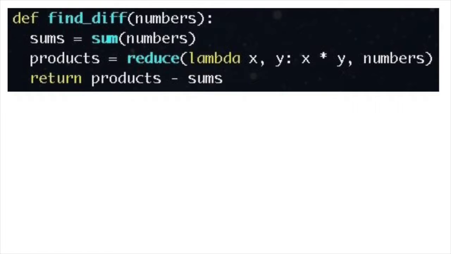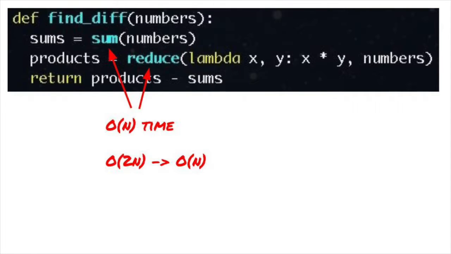You can't just count loops to see the big O of a function. Here, sum and reduce are both functions that run in O of n, where n is the size of the list you pass. So this similarly is O of n plus O of n, which, ignoring the constants, is O of n.